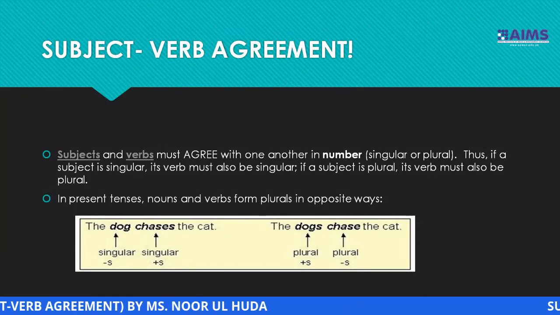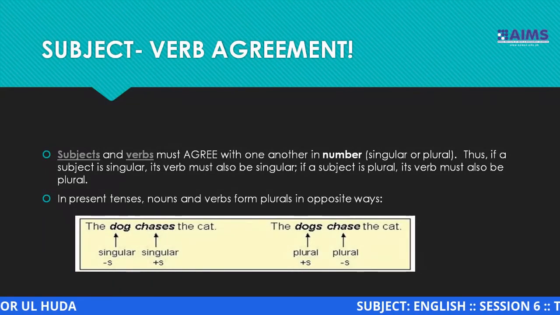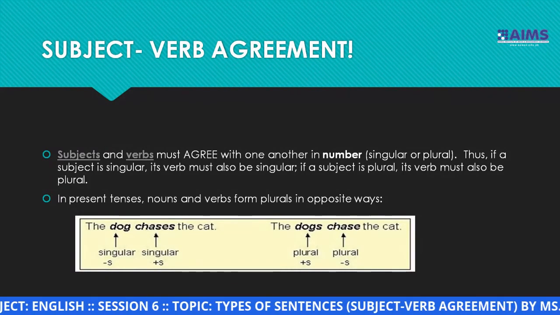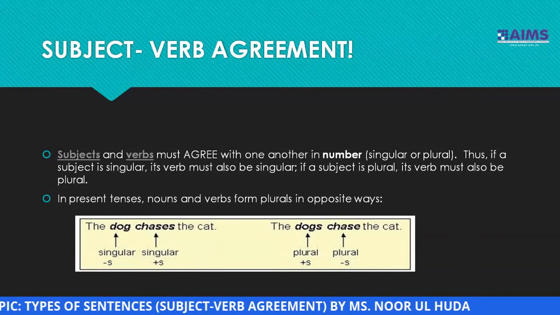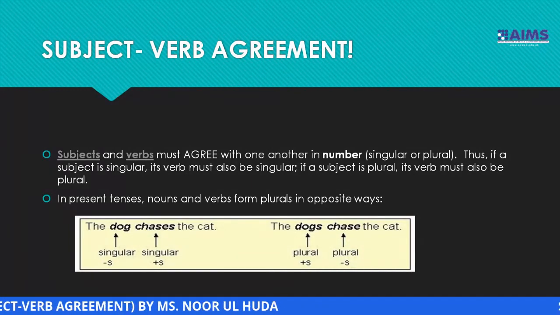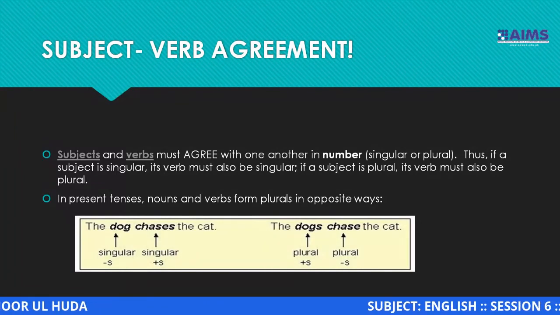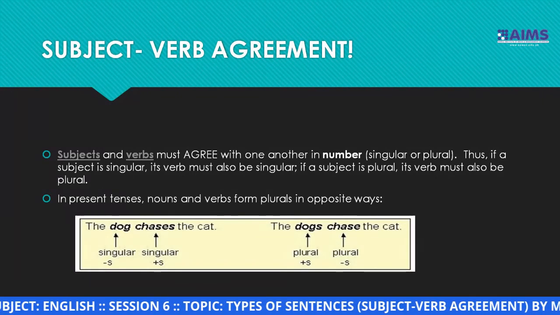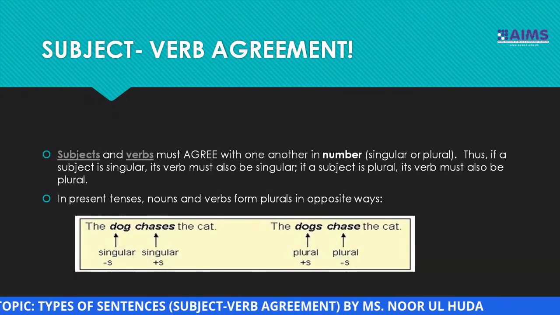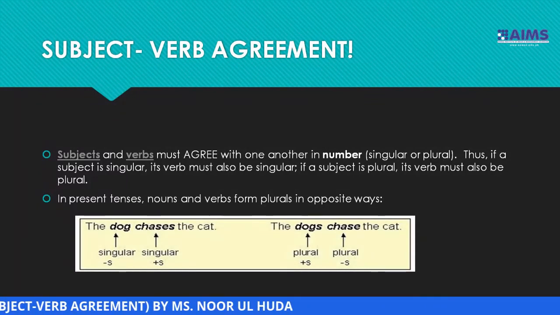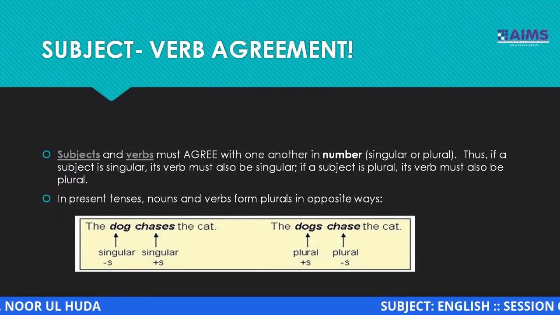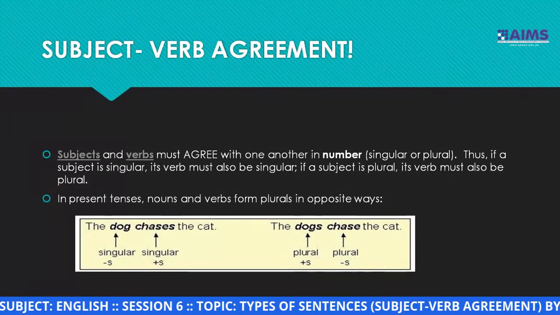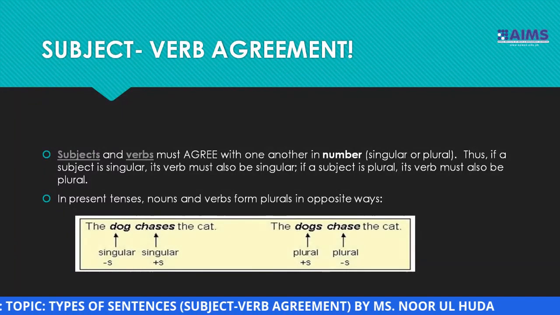Let's suppose the word chase is written C-H-A-S-E and it does not have S along with the verb, so it would be termed as plural. So the verb acts in the opposite way. Agar S or ES verb mein hai to wo singular hoga, aur S or ES nahi hai to wo plural kehlayega, in the opposite way, just like we do with the noun.